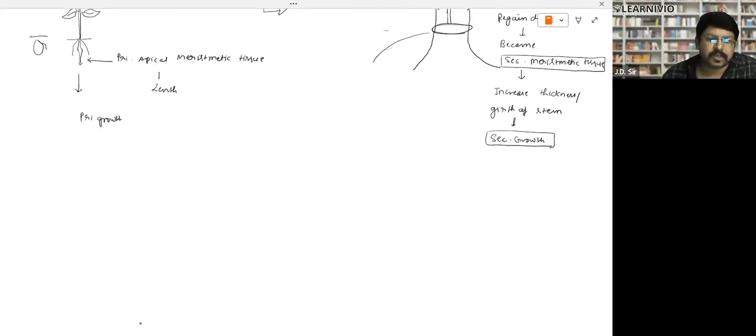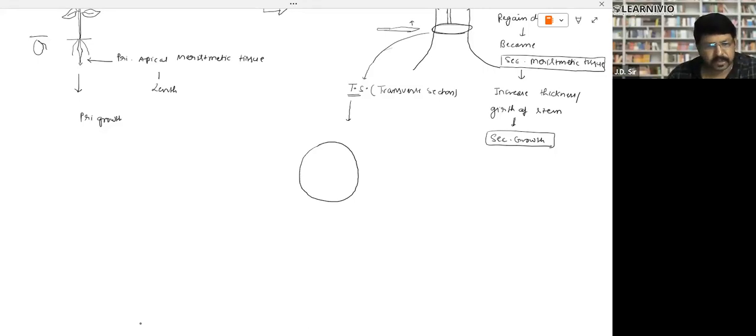When we cut something this way, in this direction, we call it a transverse section, like when you cut a cucumber or onion. So this is the transverse section, TS for short in biology. Now, in a transverse section of the stem, you will see this is the stem.